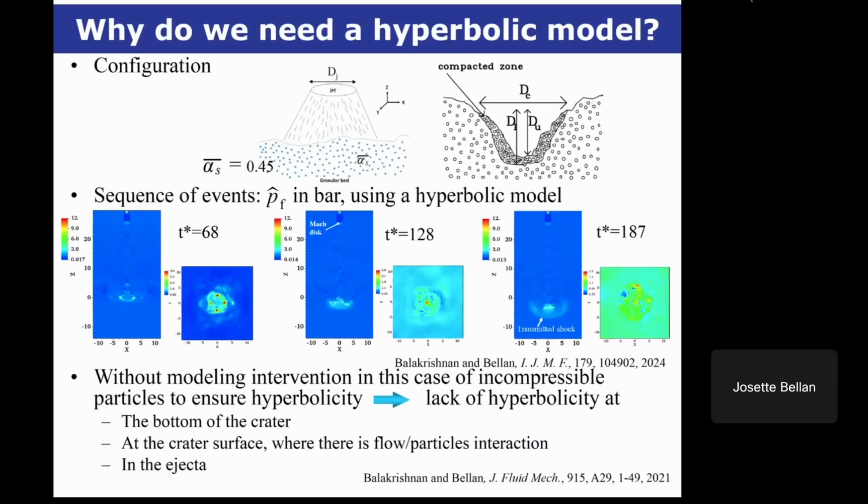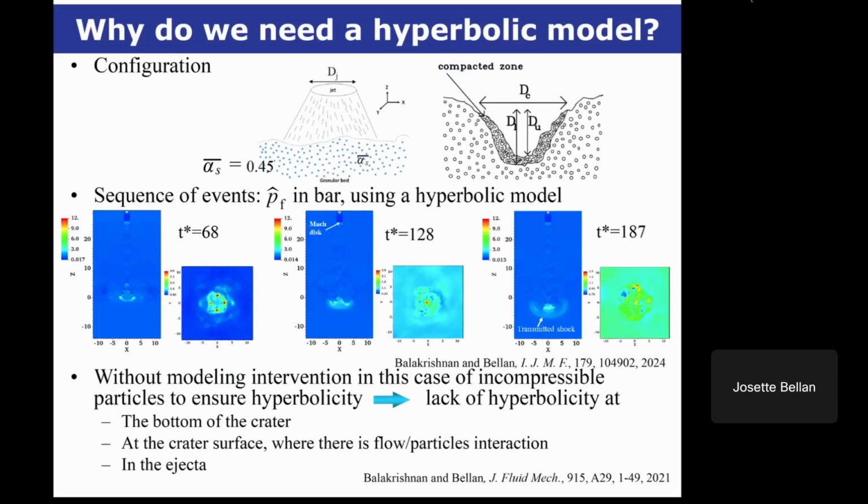Now, the particles are incompressible. And it is well known that for an incompressible medium, the model of the Navier-Stokes equations for multi-phase flows is not hyperbolic. We've shown that in the previous publication. So what happens if it's not hyperbolic? In our case, it was hyperbolic in 98% of the domain. But in the remaining 2% of the domain, there were very important regions in which it was not hyperbolic: at the bottom of the crater, at the crater surface where there is flow-particle interaction, and in the ejecta. So it's clear that we need a hyperbolic model, and I'll show you why.